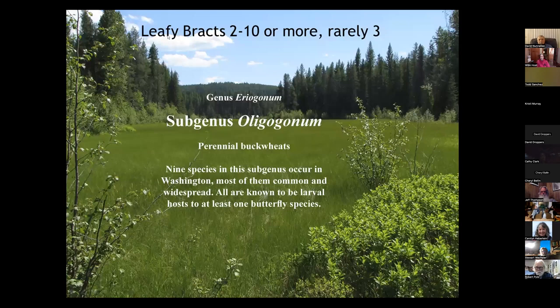anyway, the leafy bracts number 2 or more on buckwheats that are in this subgenus, but rarely 3. In fact, I think in Washington there are none that have 3 bracts. I'm talking about groups of bracts, which typically surround the stem. When we get to the next subgenus, we'll find that it does have three leaves in a bract, or bracts with 3 leaves. So that's one way to separate these two subgenera.